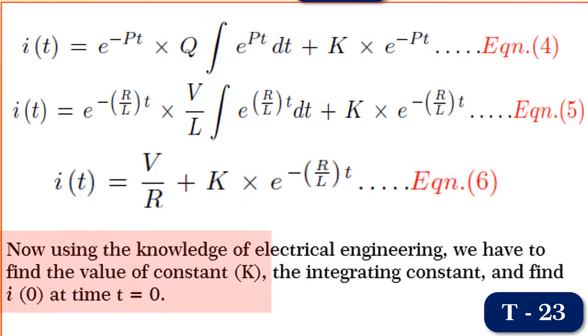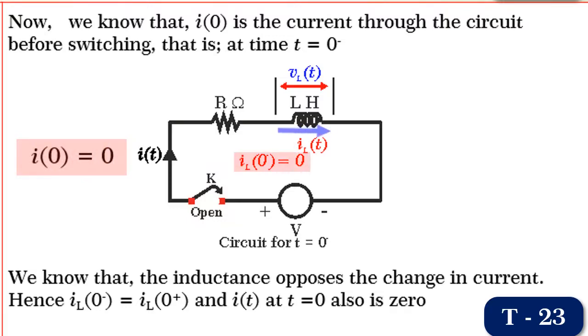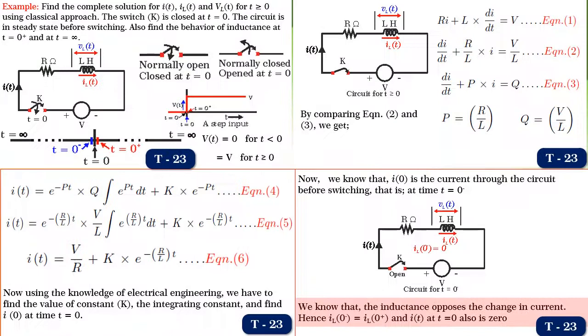Now, using the knowledge of electrical engineering, let us find i(0). Consider the circuit at t equal to 0 minus, the switch K is open. Hence, i(0) is equal to 0 and iL(0) is 0. Since the inductance opposes the change in current, iL(0 plus) also is equal to 0.